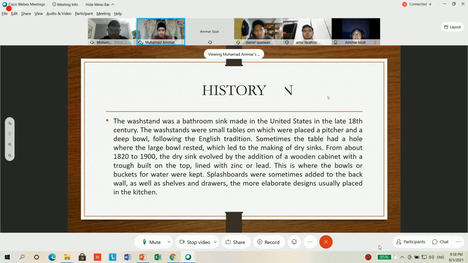From about 1820 to 1900, the dry sink evolved by the addition of a wooden cabinet with a trough bowl on the top, lined with zinc or lead. This is where the bowl or bucket for water was kept. Splashboards were sometimes added to the back wall, as well as shelves and drawers. The more elaborate designs were usually placed in the kitchen.